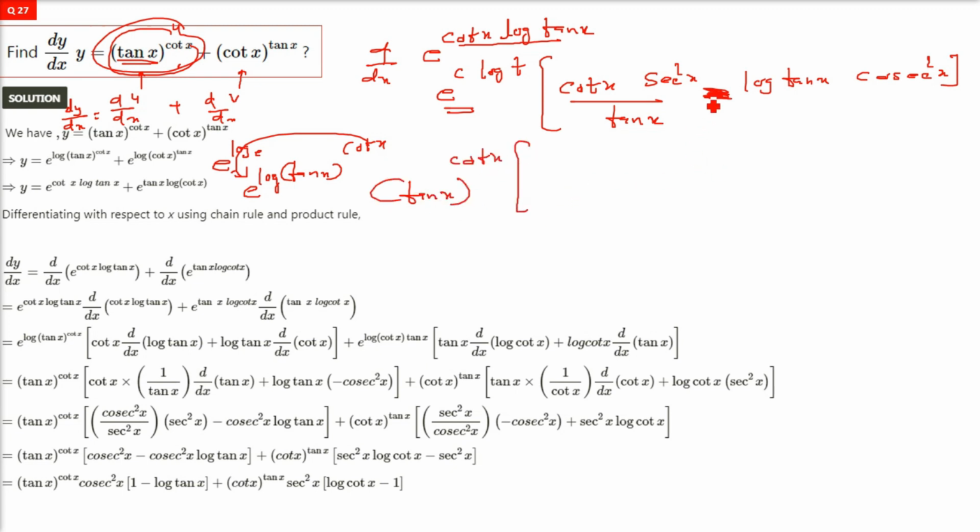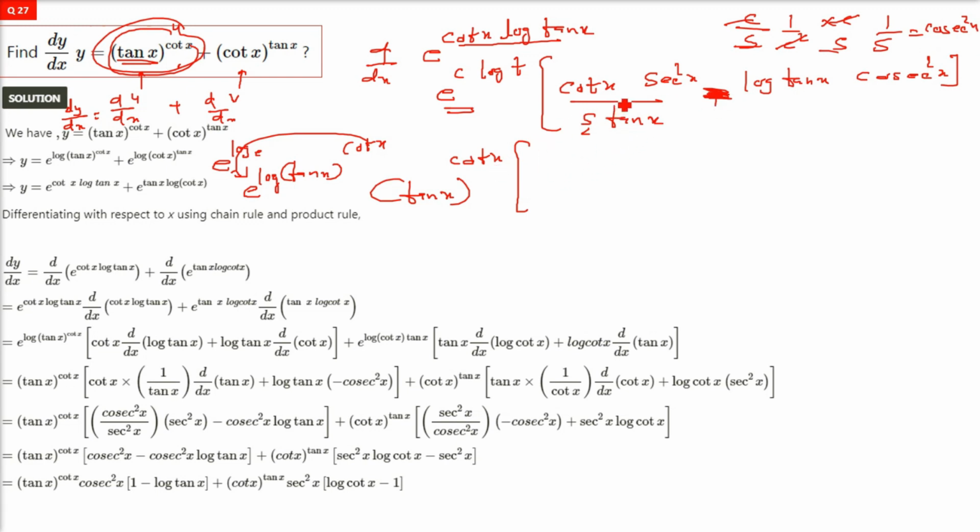Then we have this cot x, sec square x, tan x. Let us see what we get from here. Cos by sine is cot, 1 by cos square is sec square, and sine by cos, tan x, goes up and cos by sine. So this cos square will cancel out, 1 by sine square will go up and it will be cosec square. So here you get cosec square.